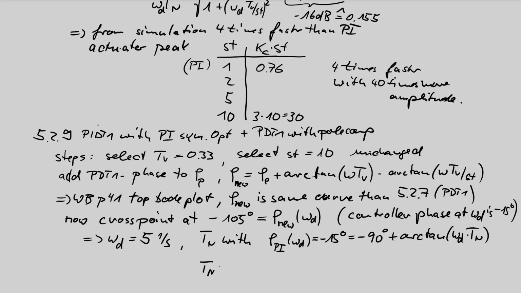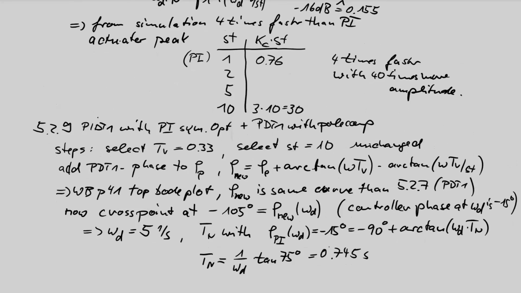In our case, we get Tn: plus 90 on both sides gives 75 here, so we have Tn is 1 divided by omega d times tangent of 75 degrees, and the result is 0.745 seconds, a little bit smaller than our 1 second pole compensation value. This 0.7 compared with the pole compensation value is 1 second.